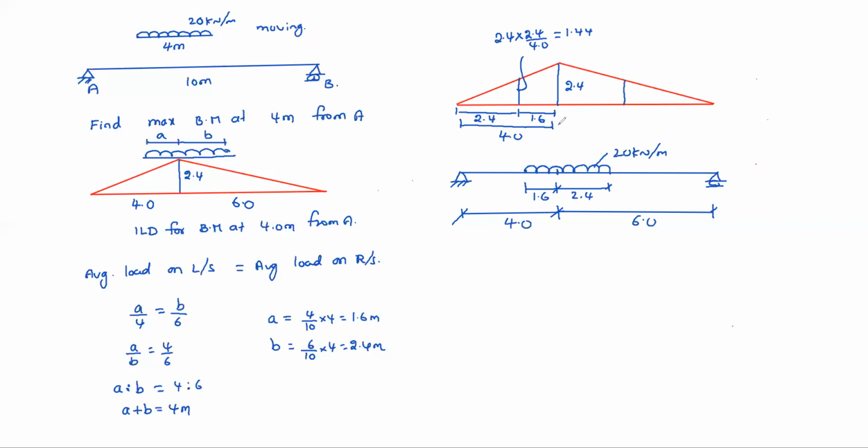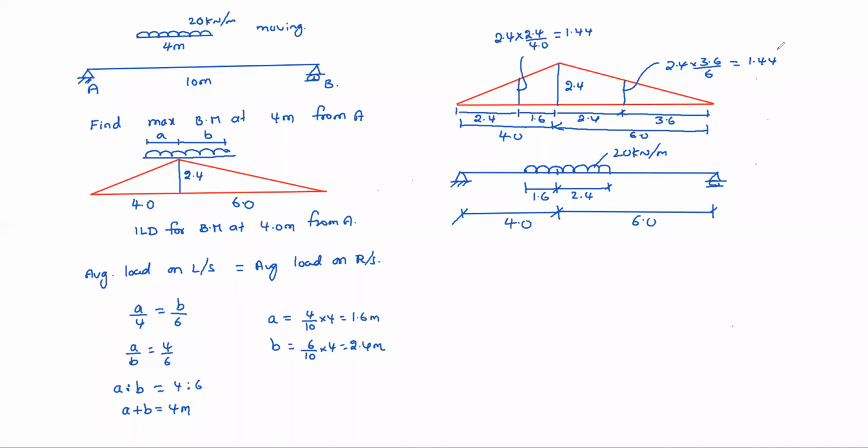See, this distance is total 6, but here it is 2.4. This is 3.6. This ordinate is 2.4 into 3.6 by 6, that is 1.44. See, the ordinates at left and right both are 1.44. You will get like this.